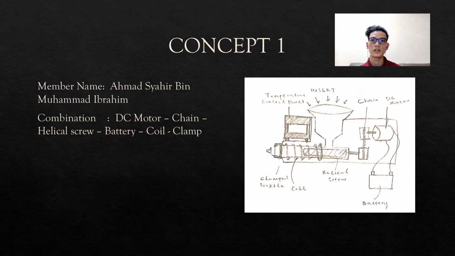The operating concept for this product is quite easy. As you can see here, the user will insert raw material into the big storage part, and it will be channeled into the helical screw design, and from there it will be moved to the heating coil and through the nozzle to extrude the 3D filament.